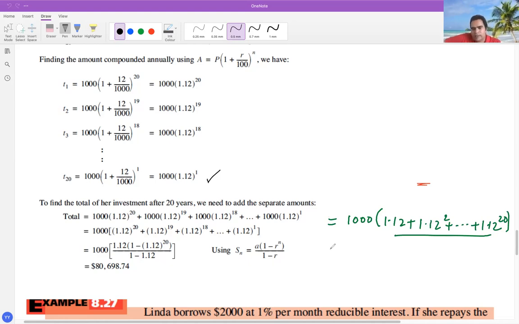So which is going to be 1000. U1, 1000 is as it is. U1 is 1.12. Ratio is 1.12 again. So 1 minus r, which is 1.12 to the power of 20, upon 1 minus 1.12. And this amount comes to 80,698.74. So this is going to be the worth of the net investment after 20 years.